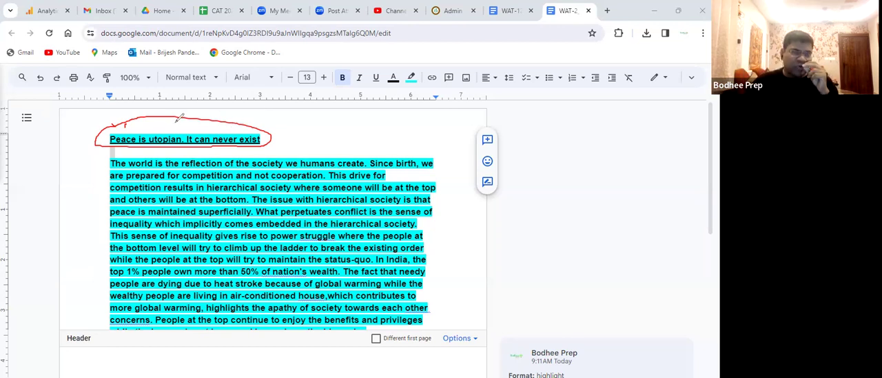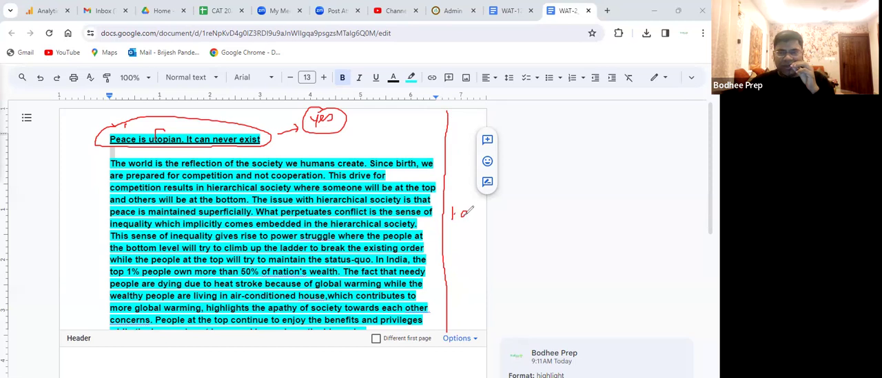Peace is utopian. What does utopian mean? Peace is something that is actually there in novels and movies. In reality, it is not possible. So I feel that yes, this is very much a true statement because peace is a little difficult. It can never exist. Why? So when I am about to write my essay and I have been given 30 minutes, I will create a column here and I will say, okay, let me think of all the possible points that can come here. Why peace is utopian and why it can never exist.